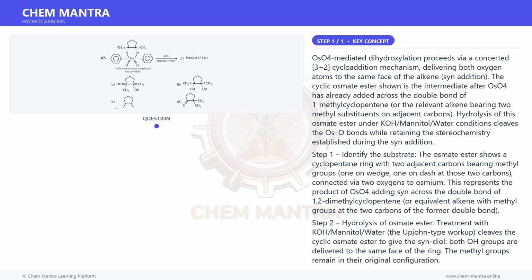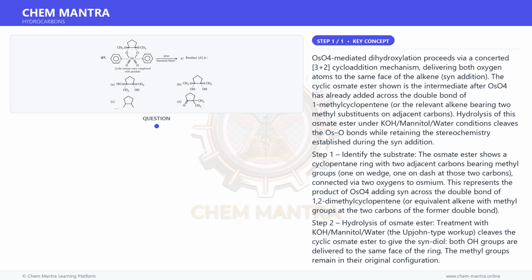Both OH groups are delivered to the same face of the ring. The methyl groups remain in their original configuration. Step 3. Determine stereochemistry of product. Since OsO4 delivers both oxygens syn, same face, the two OH groups end up cis to each other.